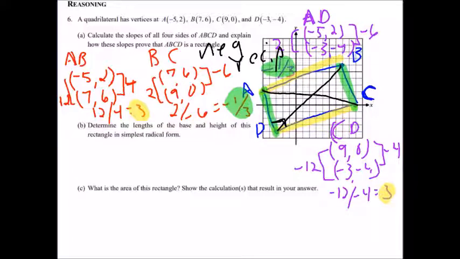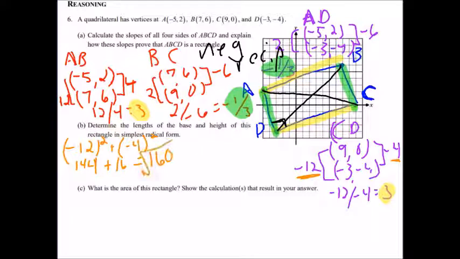Letter B, determine the lengths of the base and height of this rectangle in simplest radical form. So most of the work is done for us. CD is negative 12, negative 4. So I'm going to use negative 12, negative 4 in the Pythagorean theorem. So negative 12 squared plus negative 4 squared, that's 144 plus 16. And that is 160, I believe. And then we take the square root of that. Now it's simplest radical form, so let's see here. That's 10 times 16, so 4 radical 10.